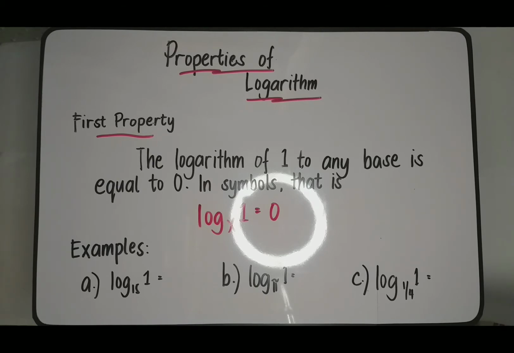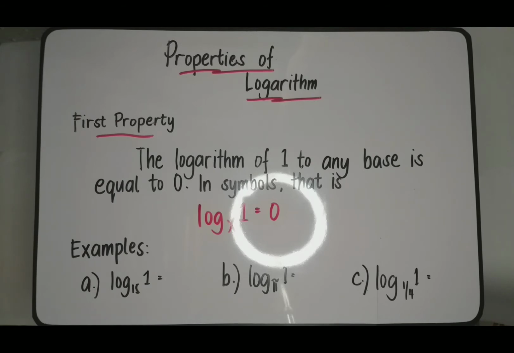Let me read. The logarithm of 1 to any base is equal to 0. In symbols, that is, logarithm of 1 to the base x equals 0. Let's take some examples. We have 3 examples here. Let's proceed to letter A. Letter A is logarithm of 1 to the base 15.